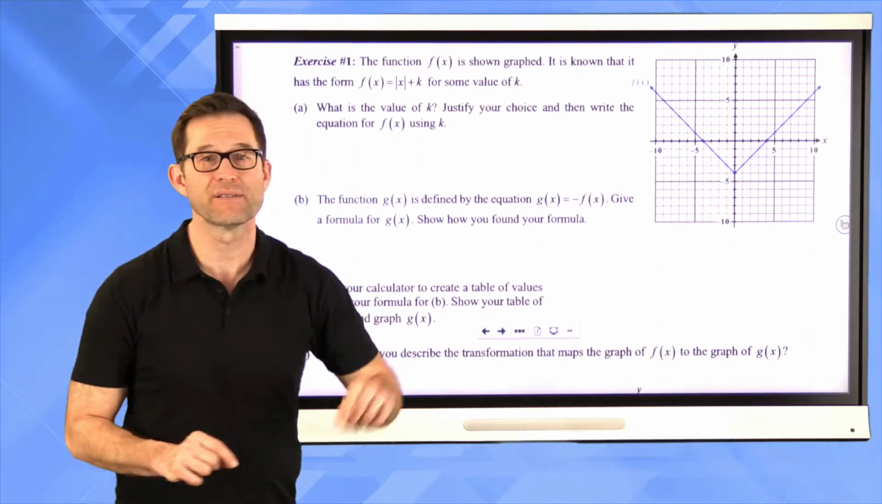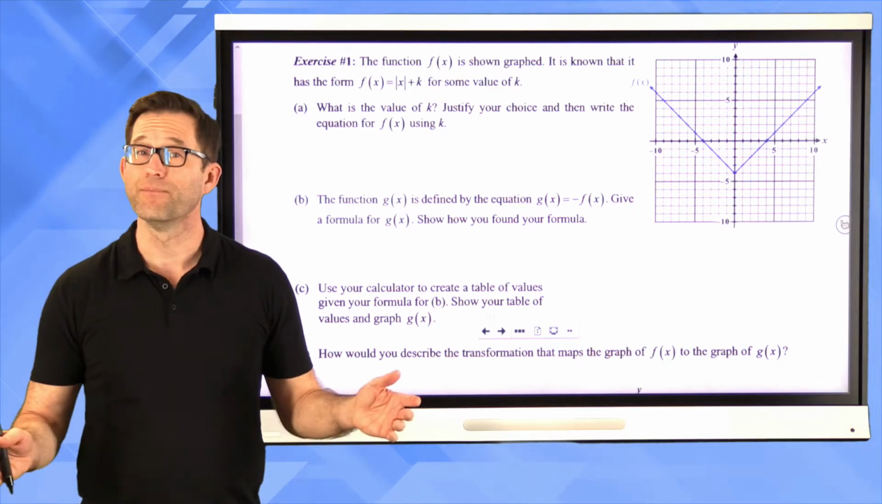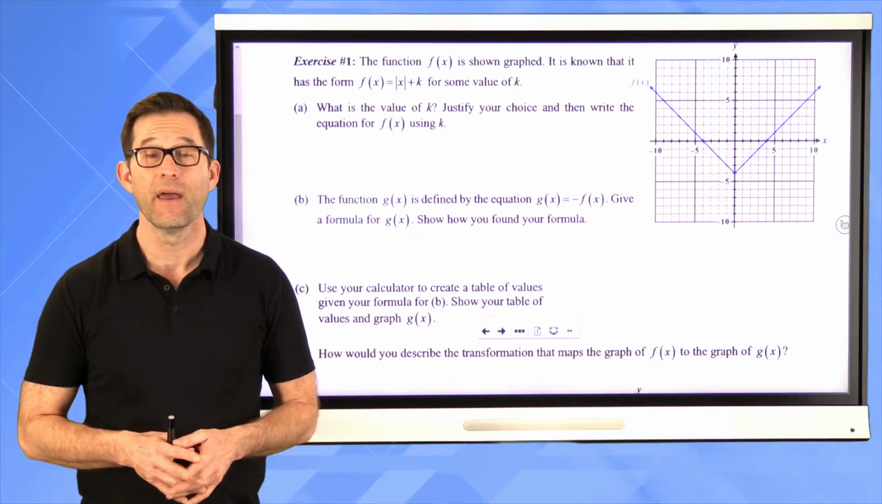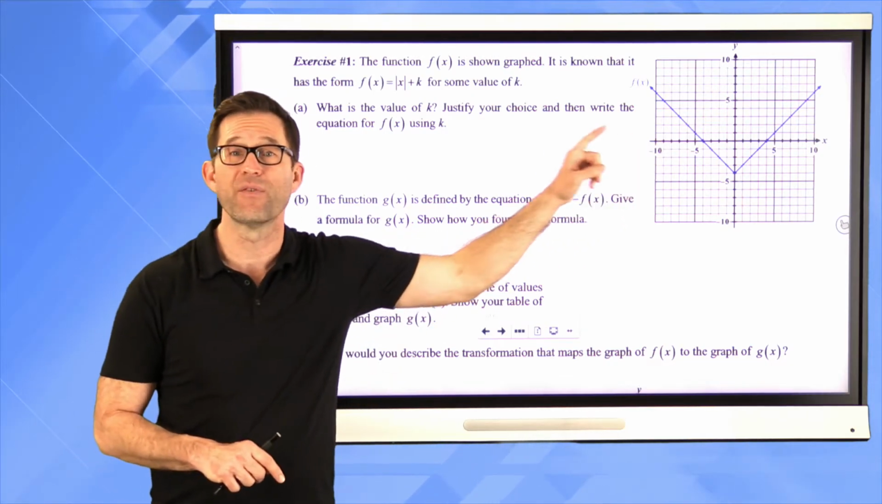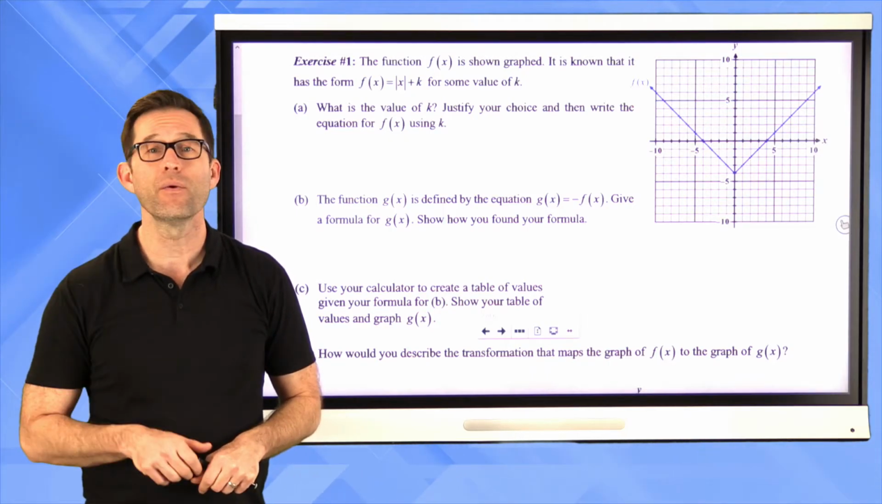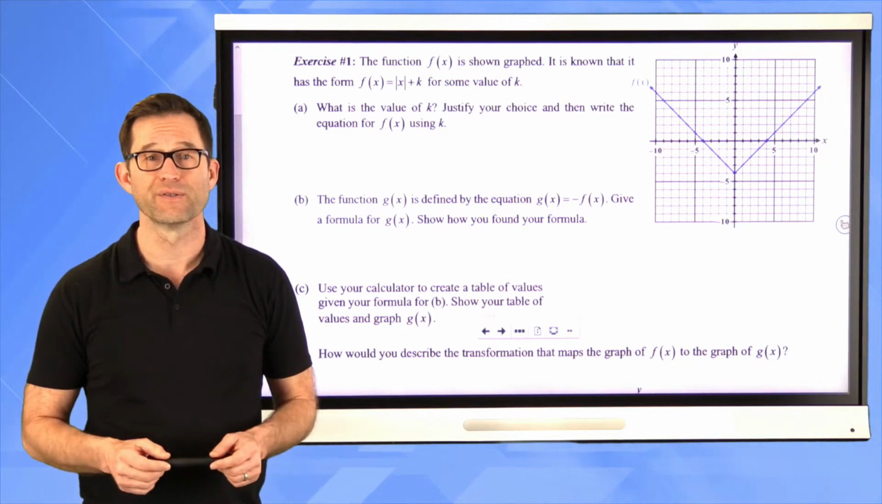So let's take a look at exercise number 1. The function f of x is shown graphed. It is known that it has the form f of x equals the absolute value of x plus k for some value of k. What is the value of k? Justify your choice, then write the equation for f of x using k. All right, great. Well, we should understand what the parent function y equals the absolute value of x looks like, and we should be able to use that along with this graph to figure out what the value of k is and be able to write an equation for f of x. So pause the video now and see if you can do that, and feel free, of course, to use your graphing calculator to verify whether or not your choice is correct.